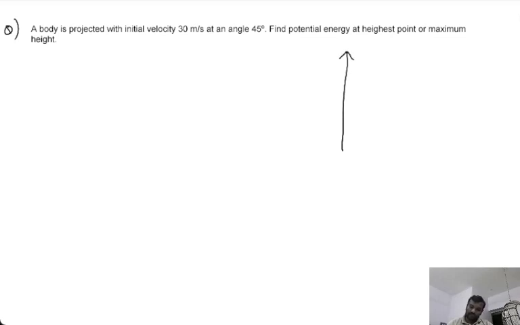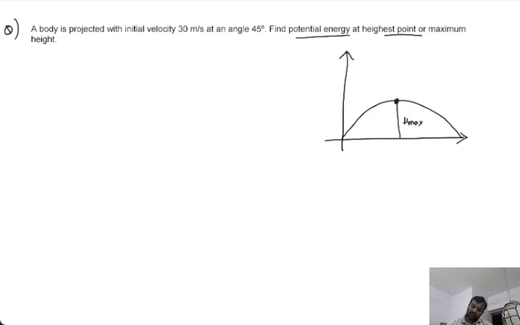Next question. A body is projected with an initial velocity of 30 meters per second at an angle of 45 degrees. Find the potential energy at the highest point, or maximum height. This is the highest point, and this displacement is the maximum height.